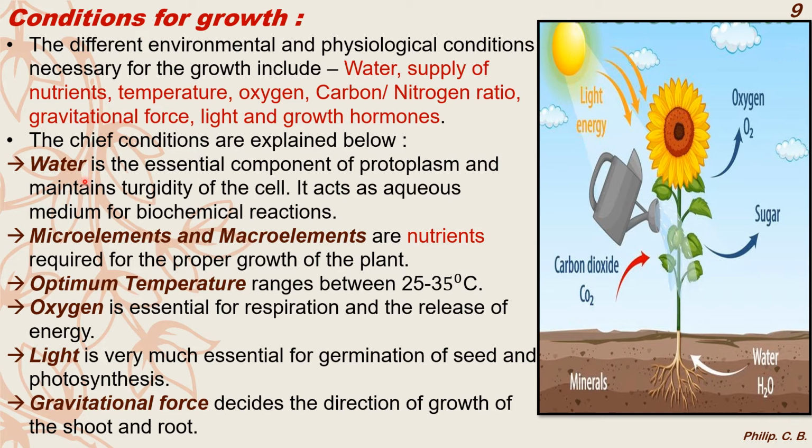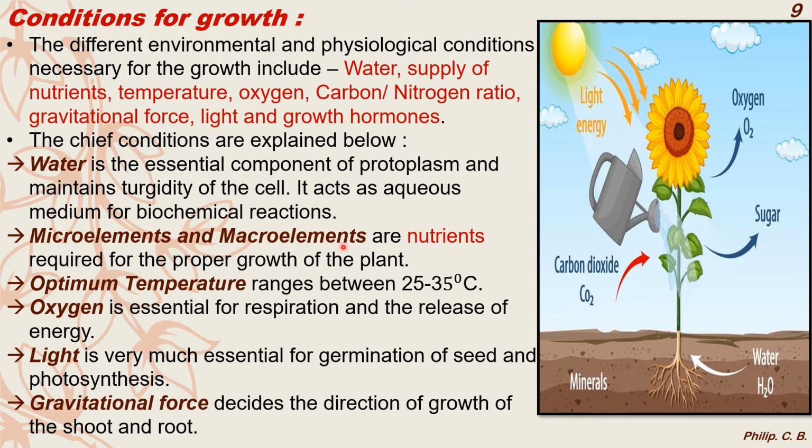The chief conditions are explained below. So we take each of the conditions one by one. First, water, the most important essential for all the living organisms, is the essential component of protoplasm and maintains turgidity of the cell. It acts as an aqueous medium for biochemical reactions. So as we know, water is very important for all living organisms. In case of growth, it forms the protoplasm of the cell and also the aqueous medium, that is the liquid, where all the reactions take place, or as we use the term, biochemical reactions.